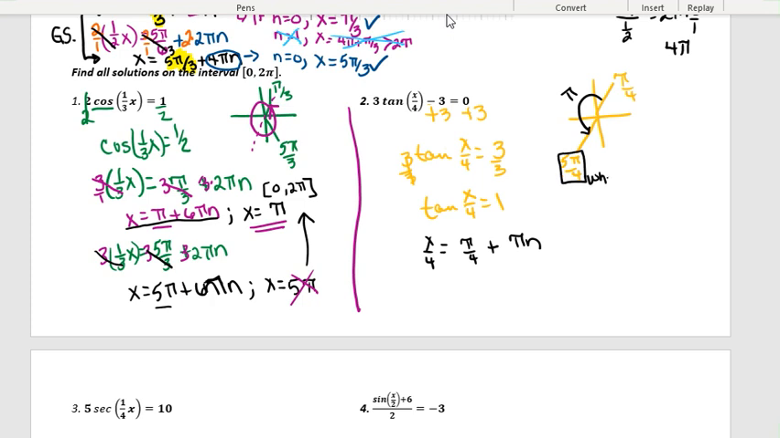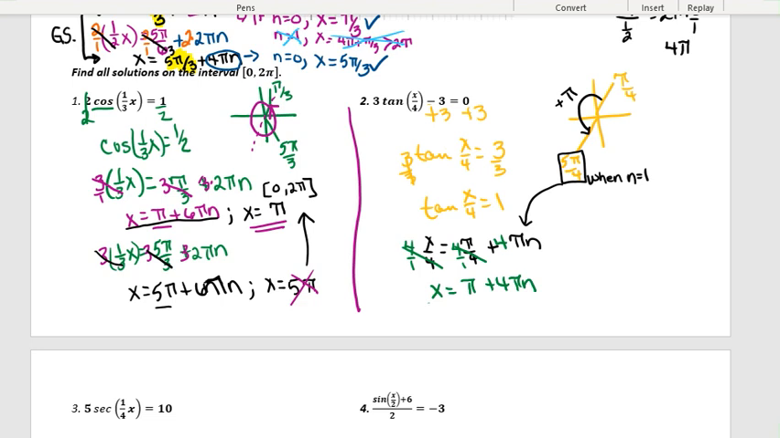Now when I add pi n, when n equals 1, it's going to put me right here, because that means I'm adding pi, and this is a plus pi situation. The last thing I need to do is multiply by 4, and I'm multiplying all parts by 4. If you need the fraction over 1, by all means do so. X is equal to pi plus 4 pi n, and I'm done.